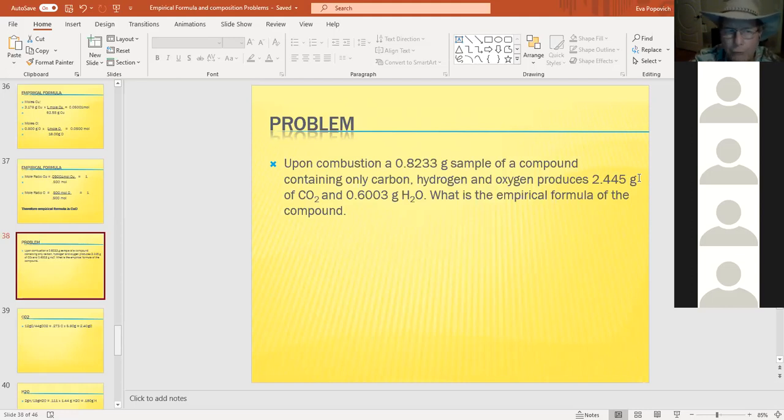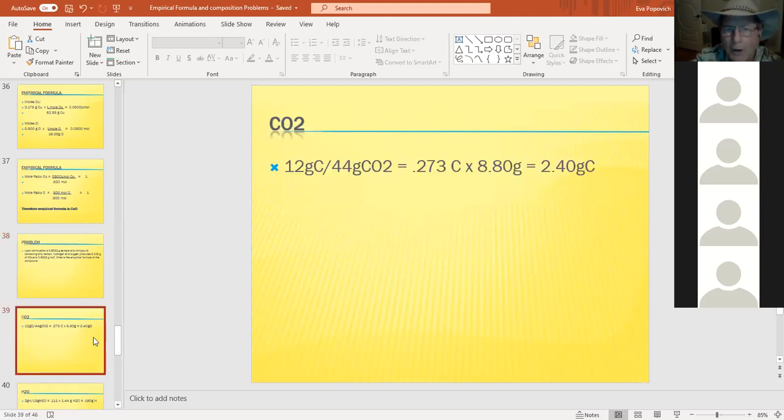Carbon weighs 12. So in order to get the amount of carbon, all I have to do is take 12 divided by 44. That gives me the percentage of carbon. I multiply that by the weight. This means I have 2.40 grams of carbon.